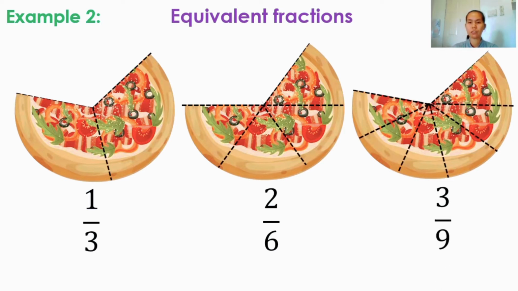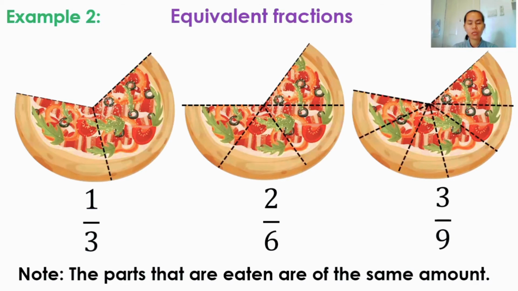3 over 9. As we can observe, the parts that are eaten are of the same amount, meaning the values are equal. Therefore, 1 over 3 is equal to 2 over 6 is equal to 3 over 9. These three fractions are called equivalent fractions.